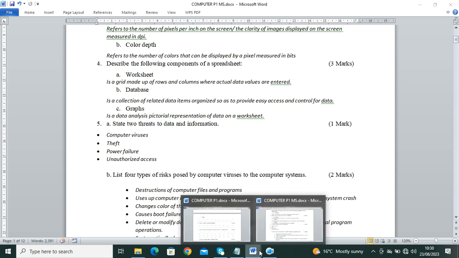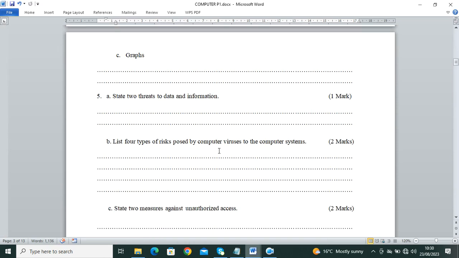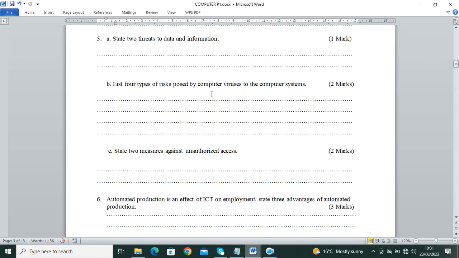Then we have question number 5, guys. Question number 5. State 2 threats to data and information. This is a topic in Form 2, that is data security and control. So once you get the question, ask yourself, where does the question come from? Which form? Which part of the syllabus? Then you'll be in a position to score at least or write something that is relevant to the question. So state 2 threats to data and information.